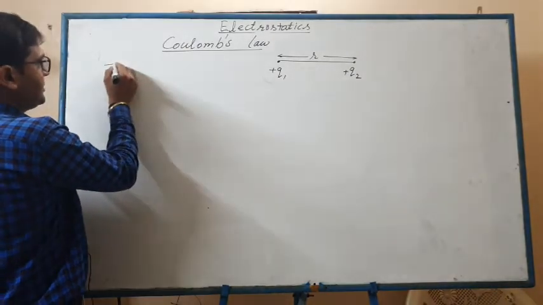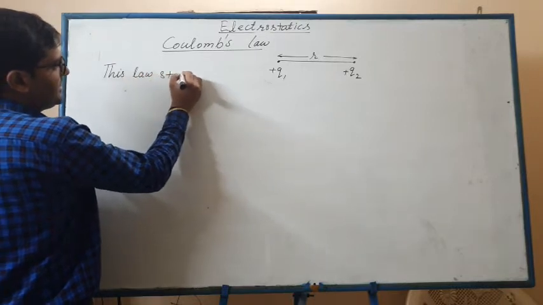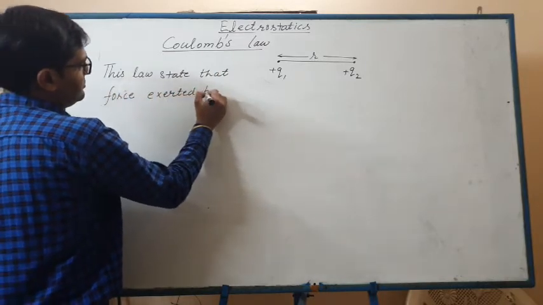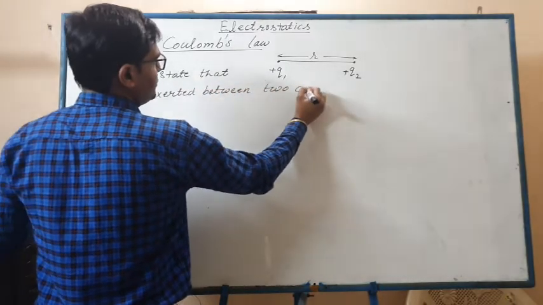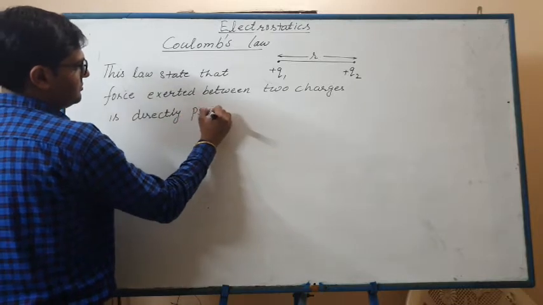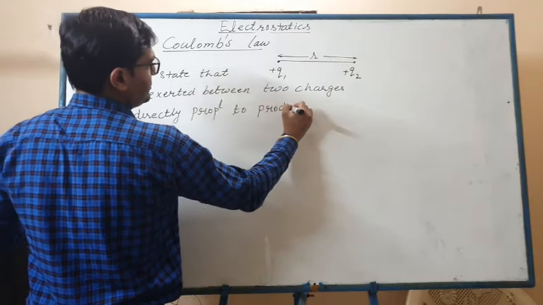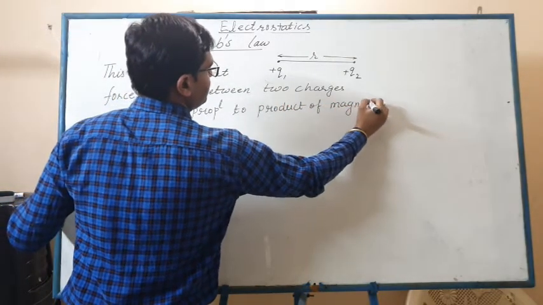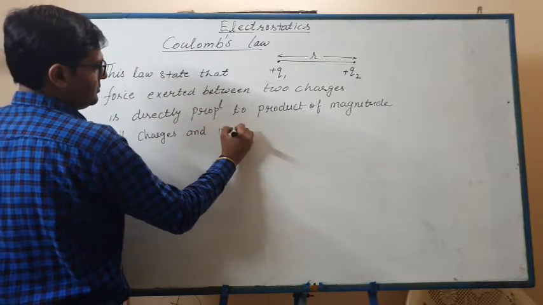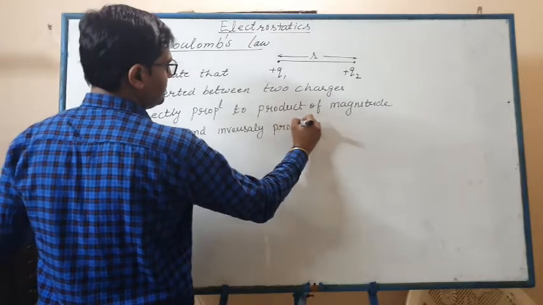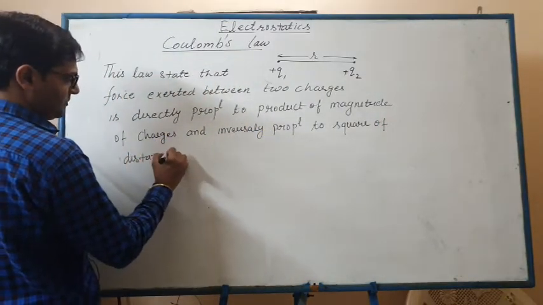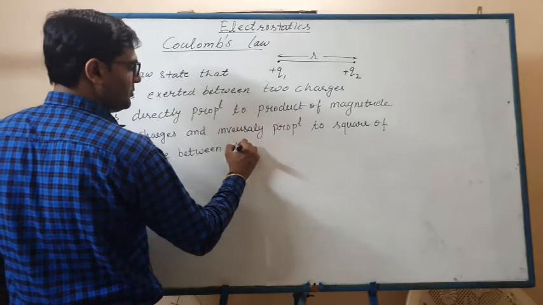So the statement is here, this law states that the force exerted between two charges is directly proportional to the product of the magnitude of charges and inversely proportional to the square of the distance between both the charges.